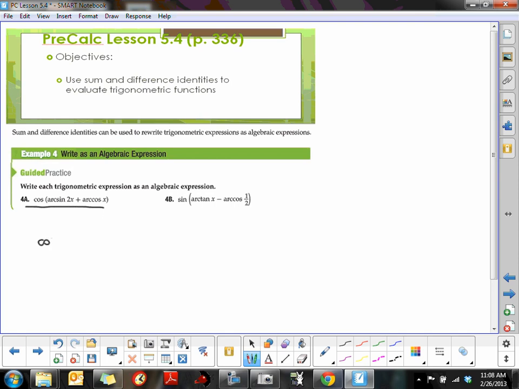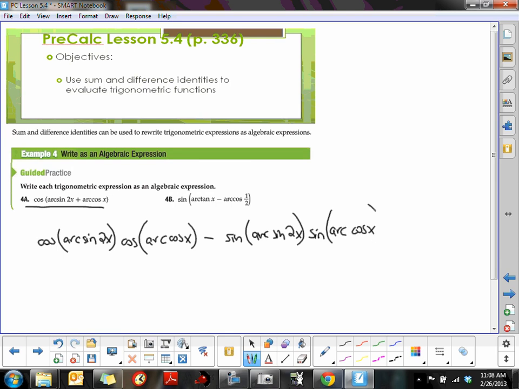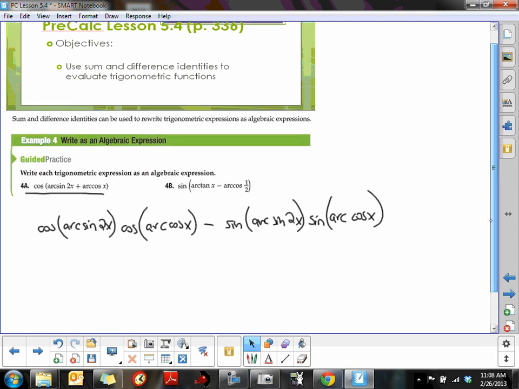So that means we take the cosine of the first angle, which is arc sine of 2x, then we have to take it times the cosine of the second angle, which is arc cosine of x. Then we have to go minus sine of the first angle, which is arc sine of 2x. Then times the sine of the second angle, which is arc cosine of x. Now we've got to interpret what all these things end up meaning.